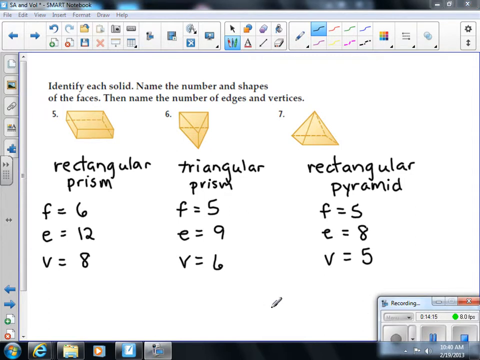Okay, this concludes our lesson on our introduction to 3D shapes. Tomorrow we'll be looking at surface area and volume of these shapes.